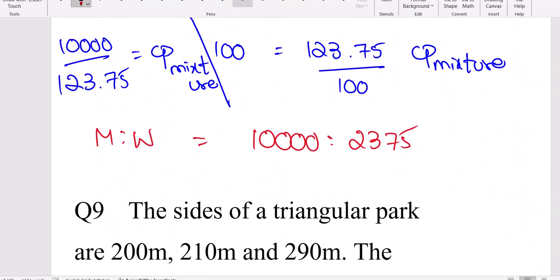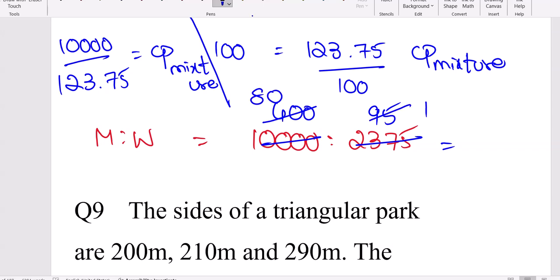Divide with 25 first. 25 goes 400 times. 25 goes 9 times into 225. Then 125 is there. Then 95, so again 495. 4, 5: 80 times 5, 19 times. See, 80 and 19 is the answer. Same answer, 80 and 19. So the first method is easy for me, sir.